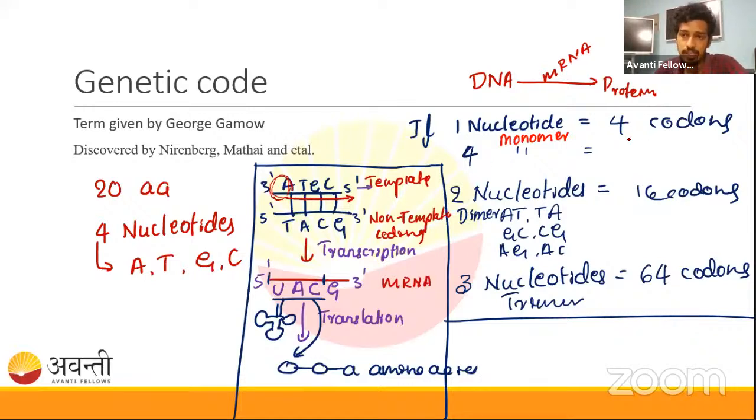If 4 codons are there, then we will get 4 amino acids. That is not the proper way, right? But then they think, okay, what happens if the genetic codon is a dimer? If the genetic codon is a dimer, then we will get 16 codons that may only code for 16 amino acids, but we have 20 amino acids. Then we consider 2 raised to 3, that means the codons are a trimer.